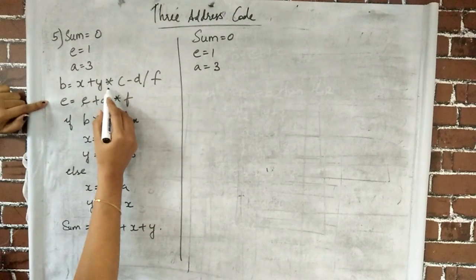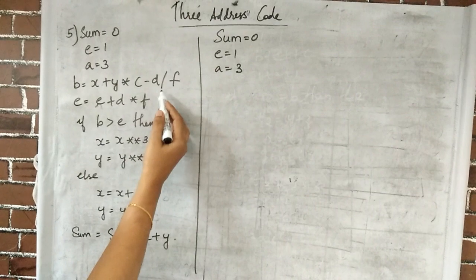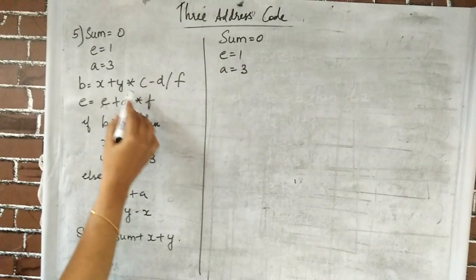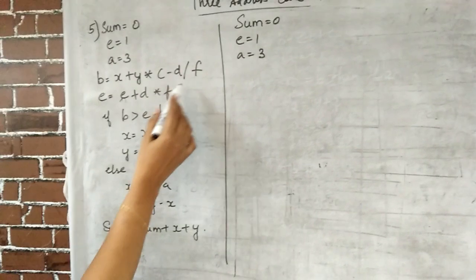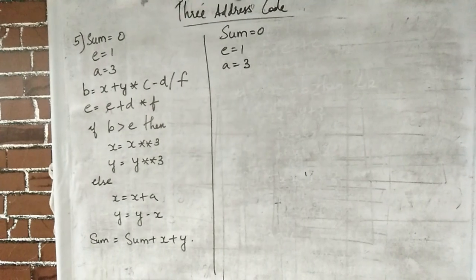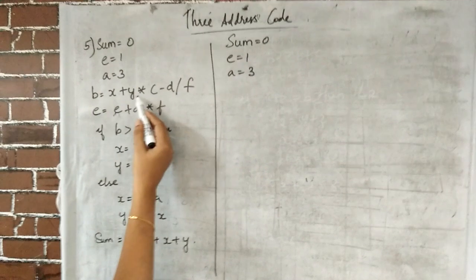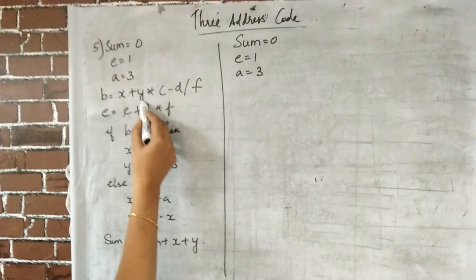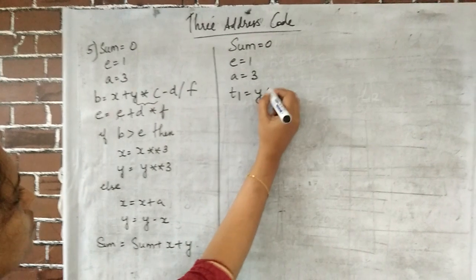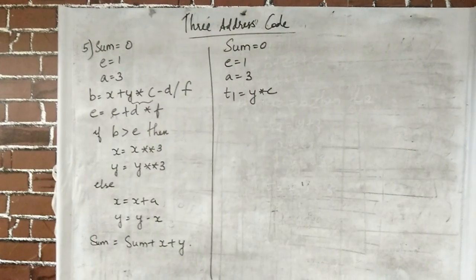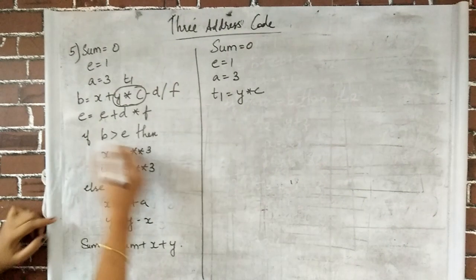Now here you have plus, star, minus, and division. The star and division operations have higher precedence. So we have to execute from left to right, right? First we will do the star operation. So this is computed first. So T1 is equal to Y star C, right? So this is available in T1 now.